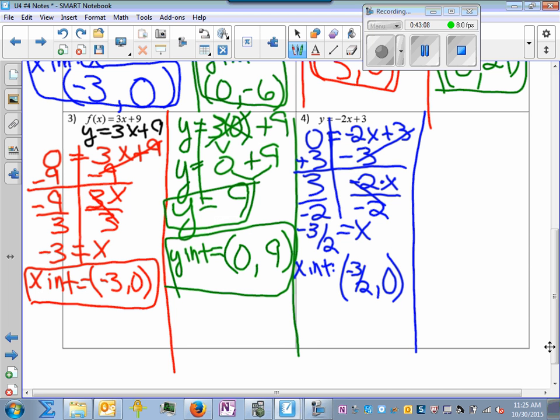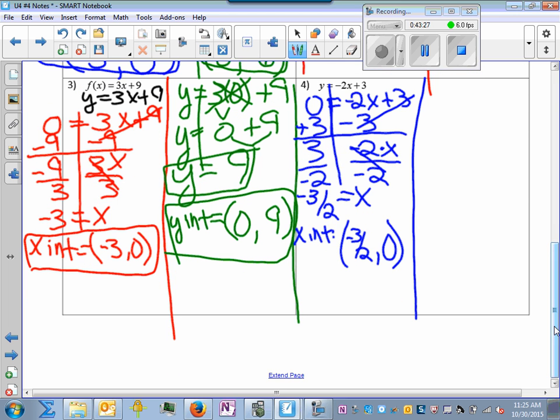If you're concerned, because we don't normally do it as often, we do it, but not as often, just go back and check your work. Plug it in and see if it works. So, actually, I'm going to show you what plugging it in would look like. If I wanted to check that 3/2 was correct, this is how I'm going to do it.